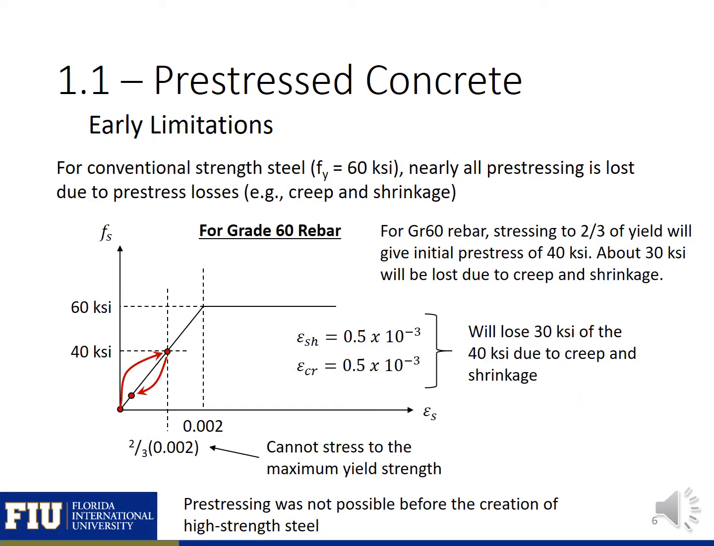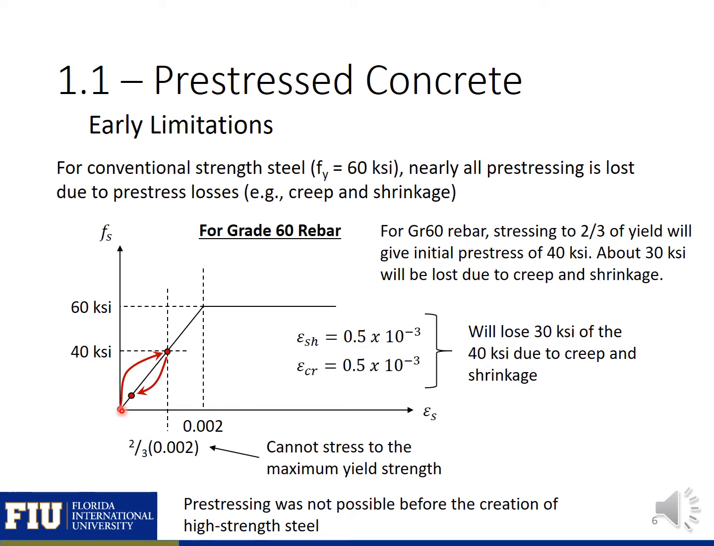One of the early limitations of prestressed concrete was the availability of high-strength steel. For conventional strength steel with a yield strength of around 60 ksi, nearly all the prestressing is lost because of what are called prestress losses.